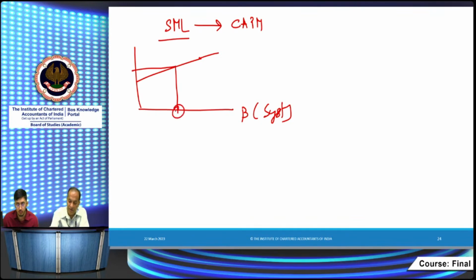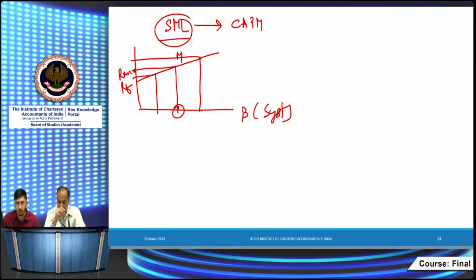So if your beta is 1, this is called your market return. Your return will be RM. Here this is RF. Now say if your beta is more than the market, your return will be here. If the beta is less than the market, your return will be here. So this is called SML, the security market line.